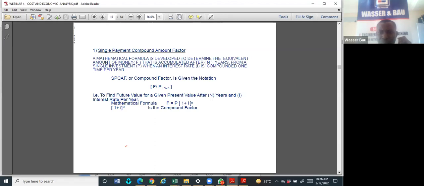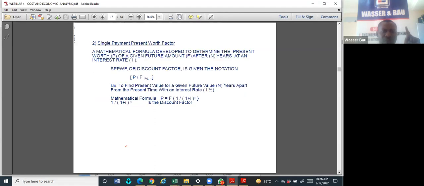So this looks simple because this is what we call single payment. It is a one-off thing. Then the opposite of it is if I'm looking for the present value of a future amount, I'll simply go to the table, pick up this factor and multiply it by the future amount. I will get the present value. Okay, so this one looks easy because they are all single payments.